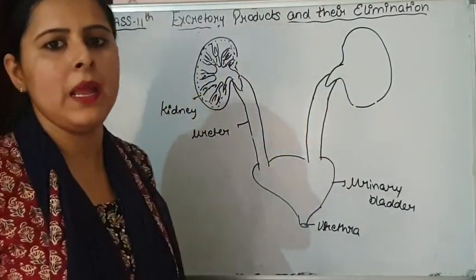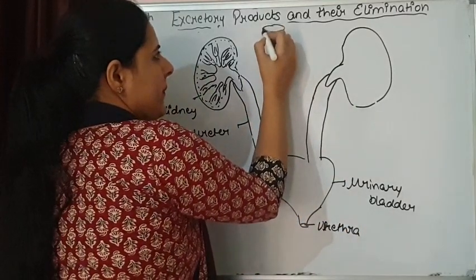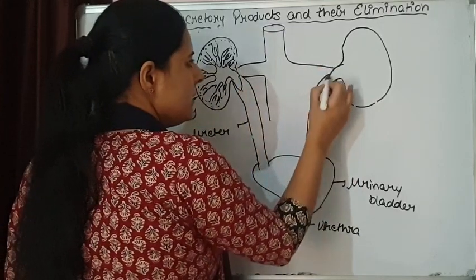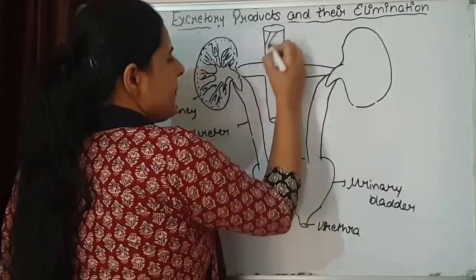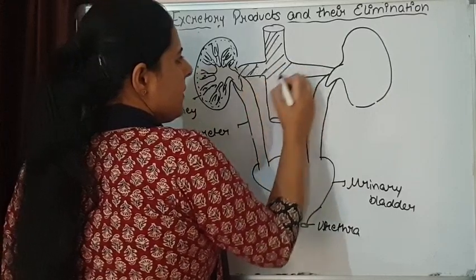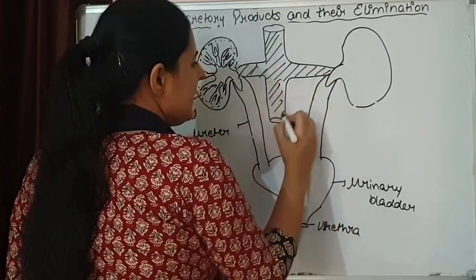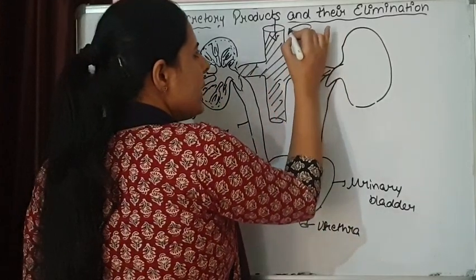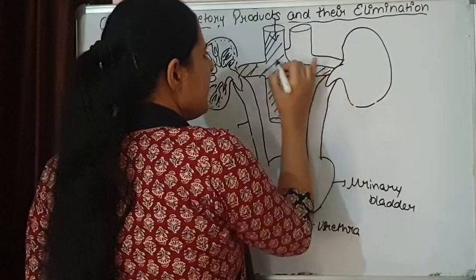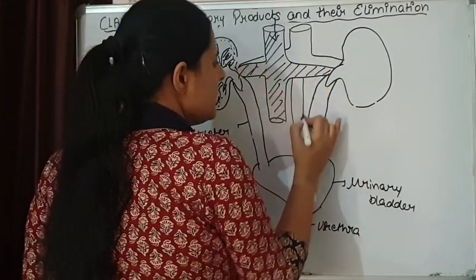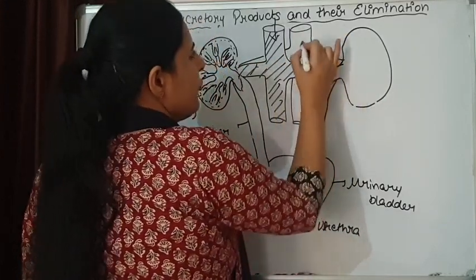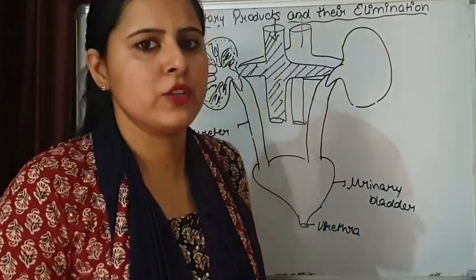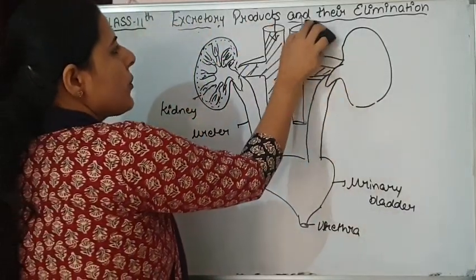Now the blood supply. Renal artery is going to supply impure blood. With the help of this renal artery, blood is coming in, and renal vein is going to take pure blood from the kidneys after the filtration. So this is how our excretory system is functioning. We are talking about a broader level.